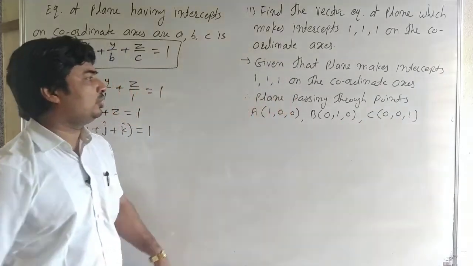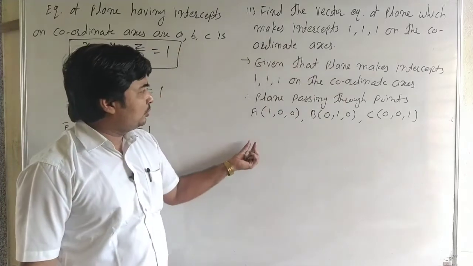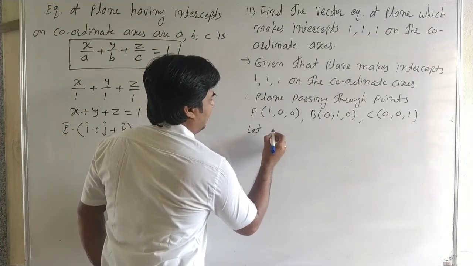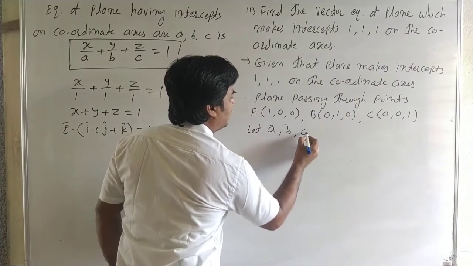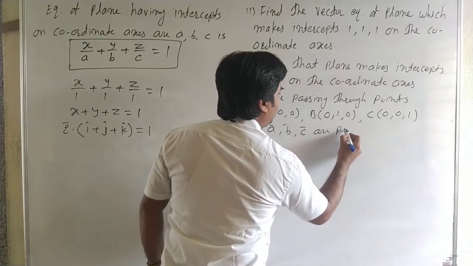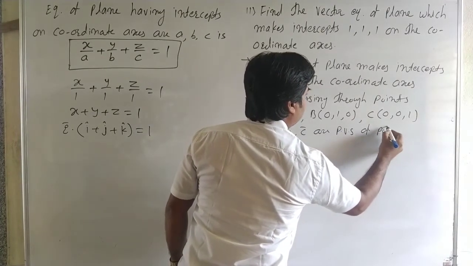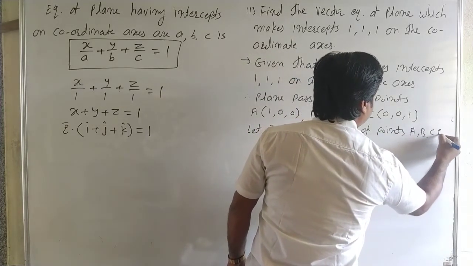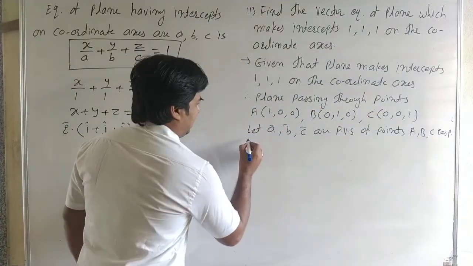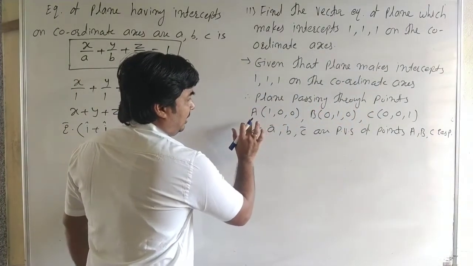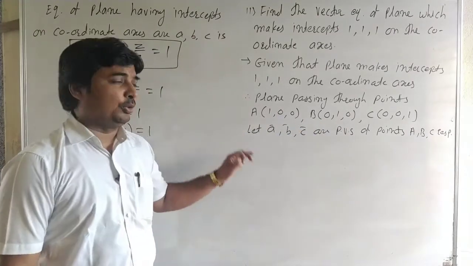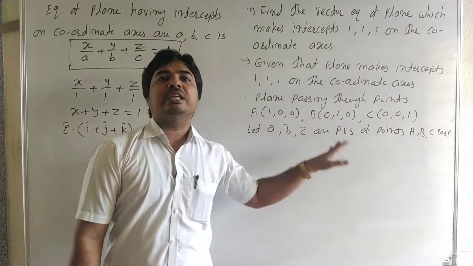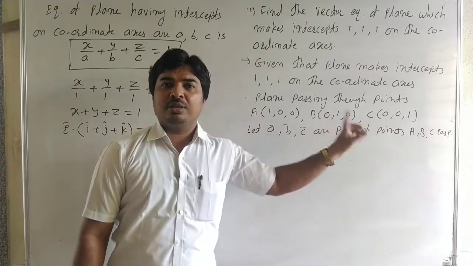It is a plane passing through 3 points A, B and C with position vectors A bar, B bar and C bar. Let A bar, B bar and C bar be the position vectors of points A, B and C respectively. Let us find the equation of the plane passing through 3 points. We know it is r bar dot AB cross AC is equal to A bar dot AB cross AC.